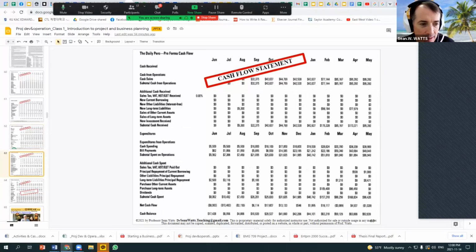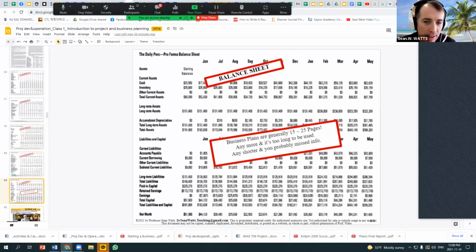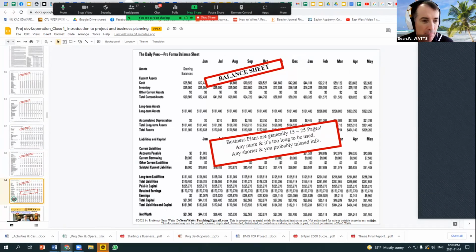Cash flow statements, the same thing. Balance sheet, the same thing. Usually business plans are 15 to 25 pages. Any more than that, and it's not going to be used. Any shorter, and you're going to be missing things.